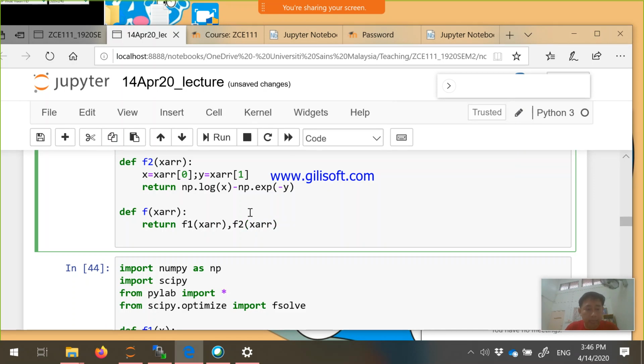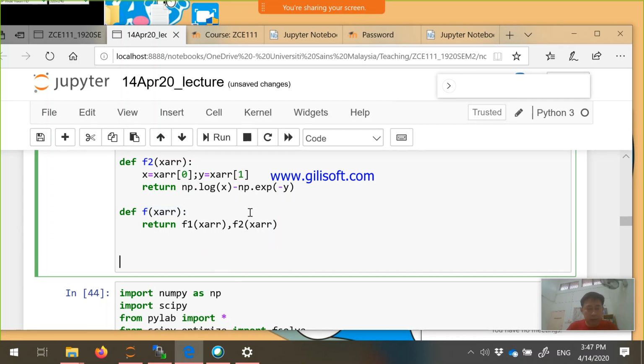Okay, so now you would sometimes be confused. Why should we define this? Now we define this f in terms of f1 and f2 because what we want is not only to minimize f1 but also f2. So to minimize f1 and f2 simultaneously, we define this function f, and then this function is a two-dimensional function that is to be minimized. Okay, so then we call this fsolve.